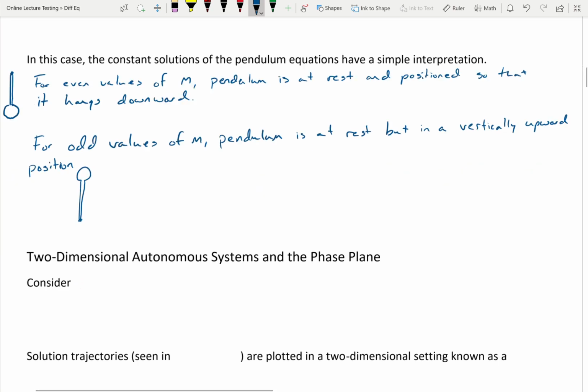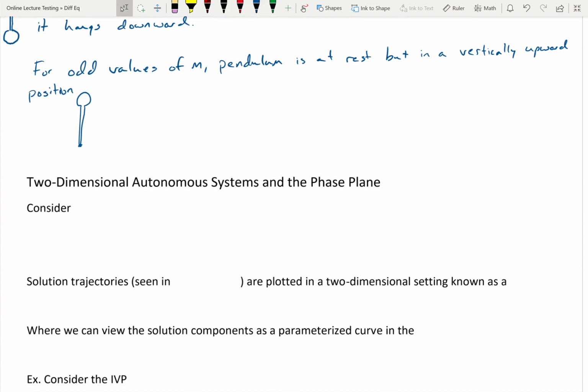All right. So now we're going to get into, well, how do these things look? So two-dimensional autonomous systems and the phase plane. All right. So here we are going to consider, again, just a two-equation system. All right. So the behavior of the solution of the system can be described and studied graphically. So this is what we're going to investigate here.